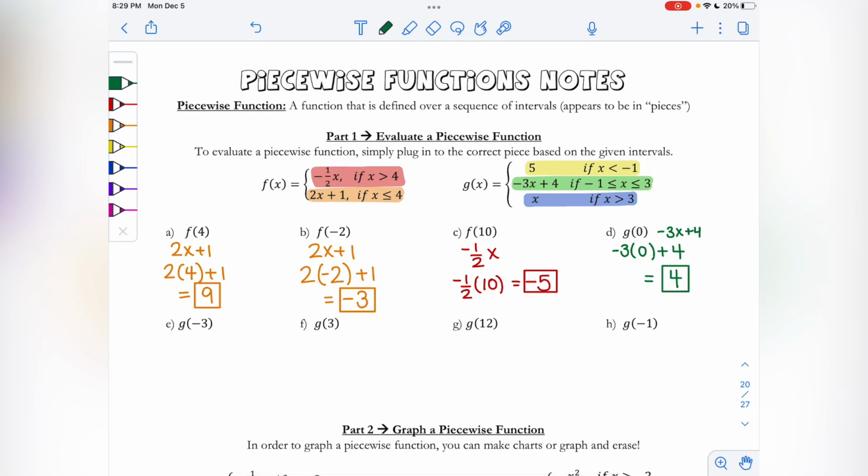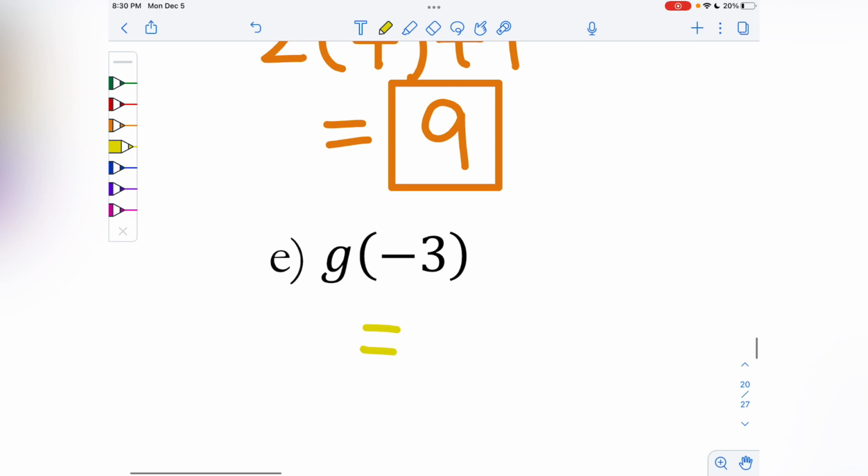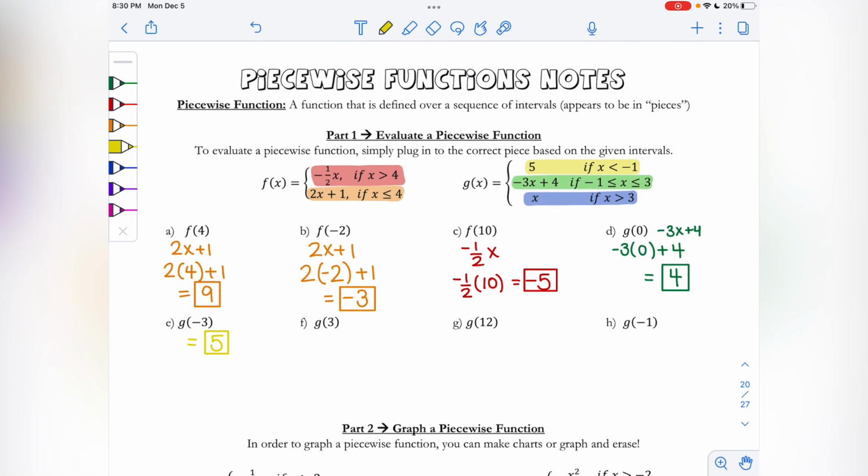All right, letter E, g of negative 3. So we're still working in the g function. Negative 3 is less than the number negative 1. So now we're working with the yellow part, which is defined by the number 5. There is nowhere to plug an x into. So I kind of like this section because if we get an x value that's less than negative 1, we have an automatic answer of 5. So this literally just is going to equal 5. There's no x to plug into. It's just like an automatic answer.